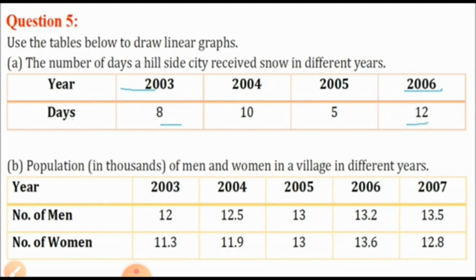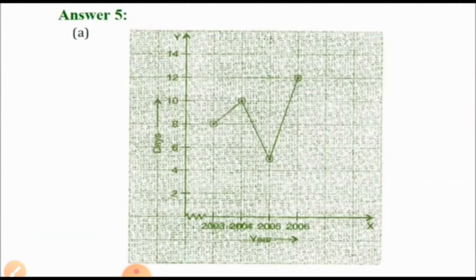8 days he got, 10 days, 5 days and 12 days. So maximum is 12 days, minimum is 5 days out of these 4 years. Snowfall. Yes. Population in thousands of men and women in a village in different years also. First one is year. Answer years.